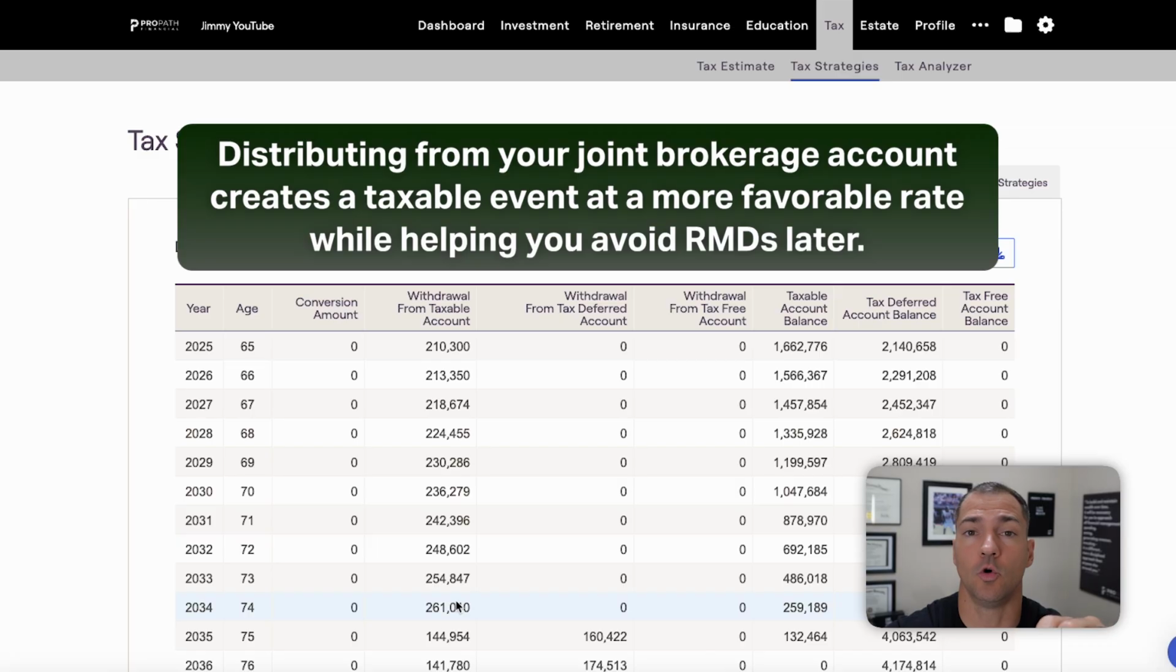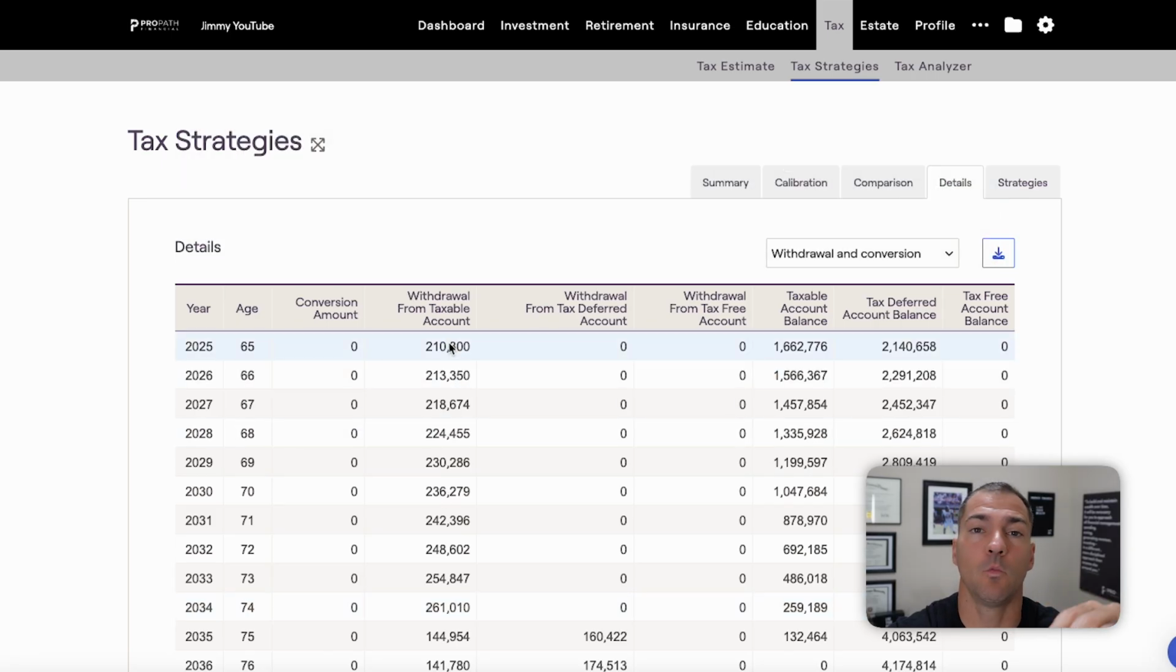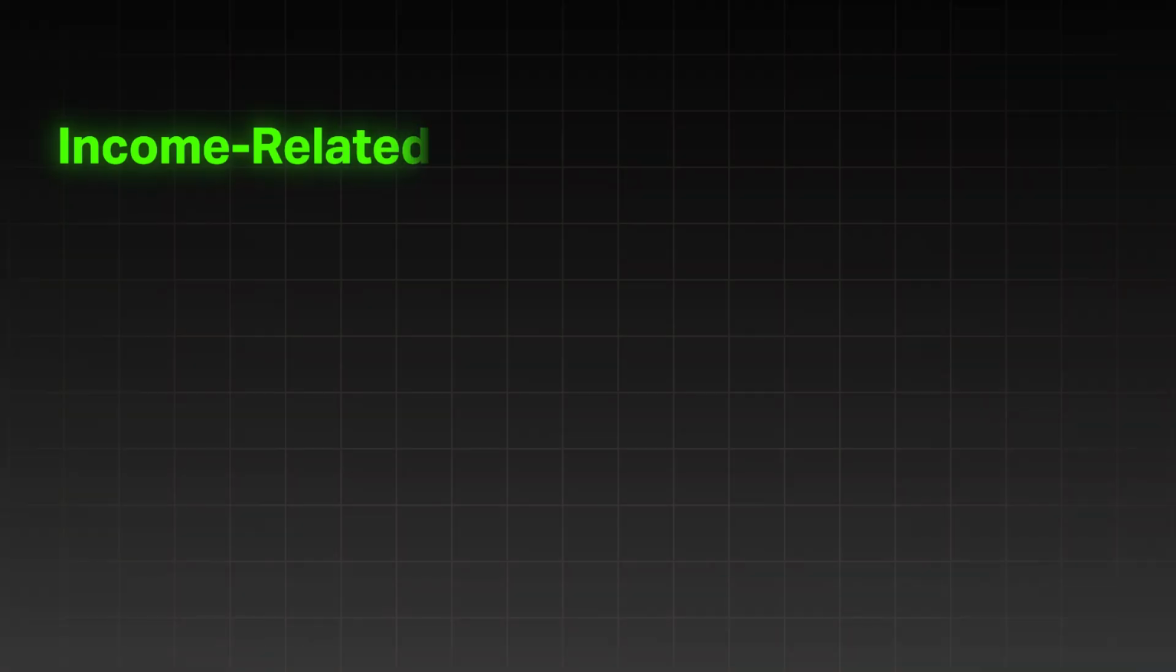This is a great tool, and it's a great way to work through retirement because you will be in a lower tax bracket because you're avoiding RMDs for later. But this could be the window of time where you want to start doing Roth conversions, which we'll get to towards the end. So now we're going to talk about IRMAA.